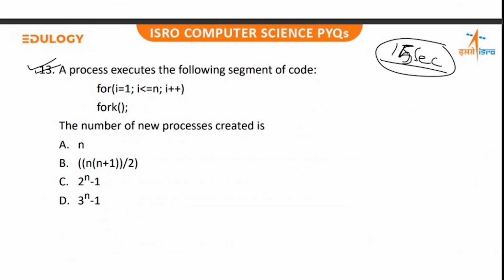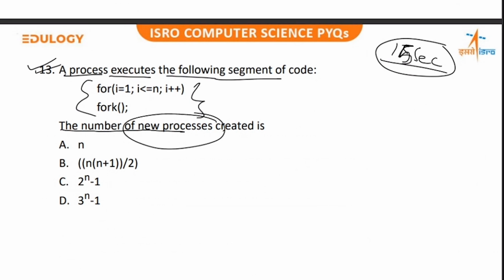First, what I'm doing is reading the question carefully. A process executes the following segment of code. This is the segment of code which one process is executing. This is what the question is saying. Now what is the question asking? The number of new processes created. This is what the question is asking from us.